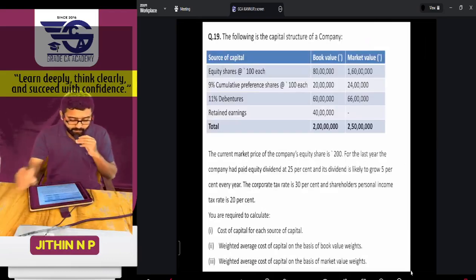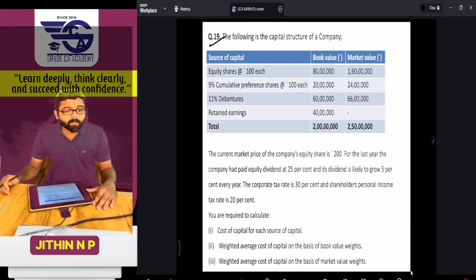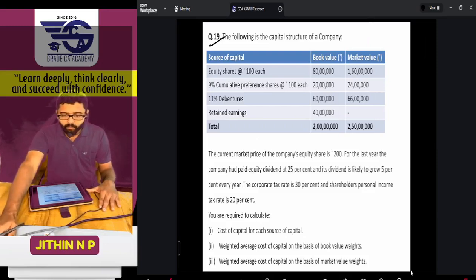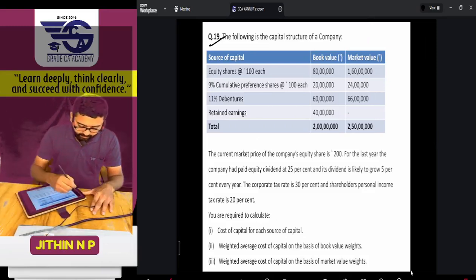Yes. Question number 19, question bank question number 19. Please read that question once or twice.